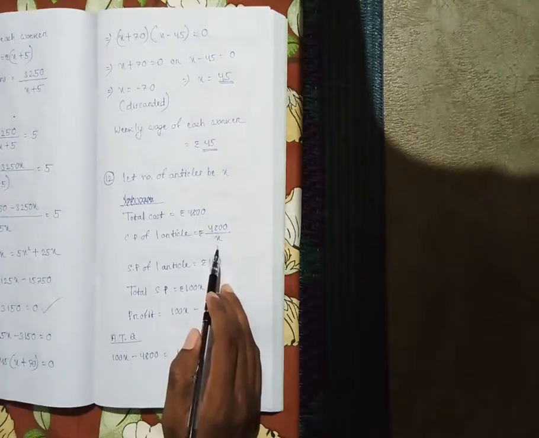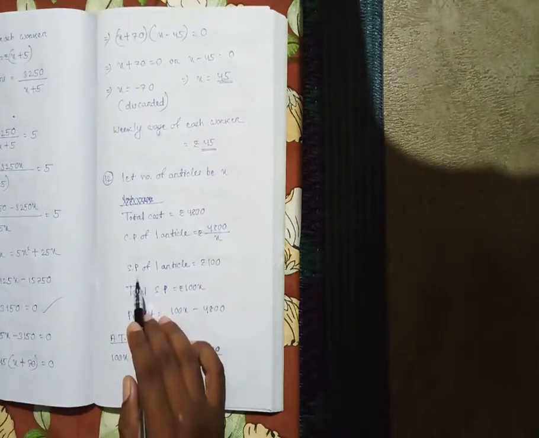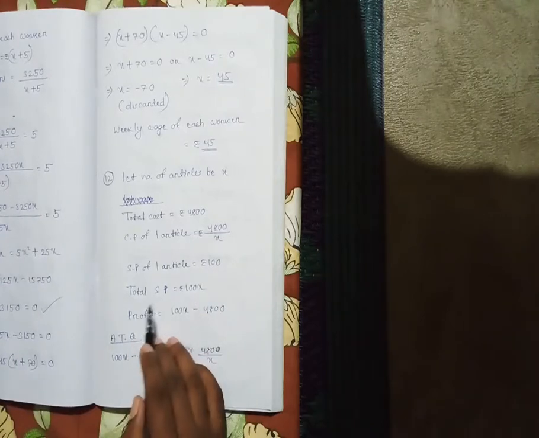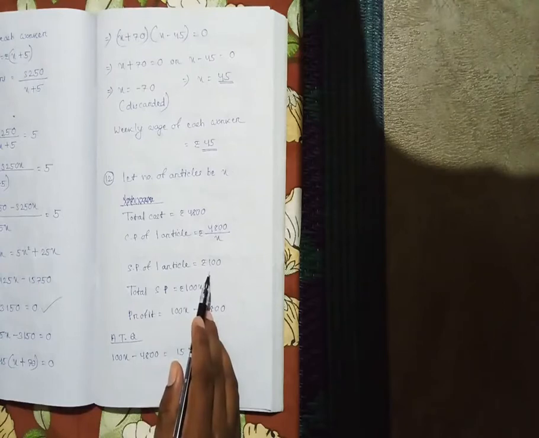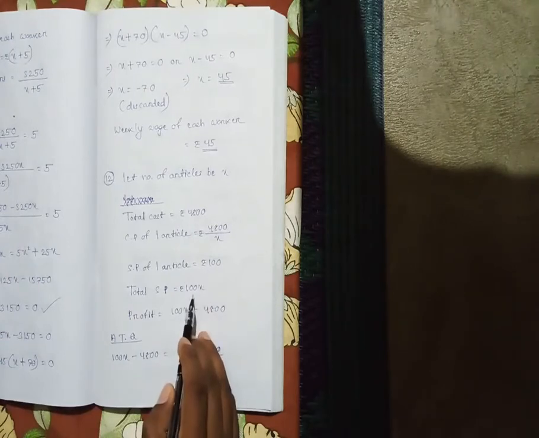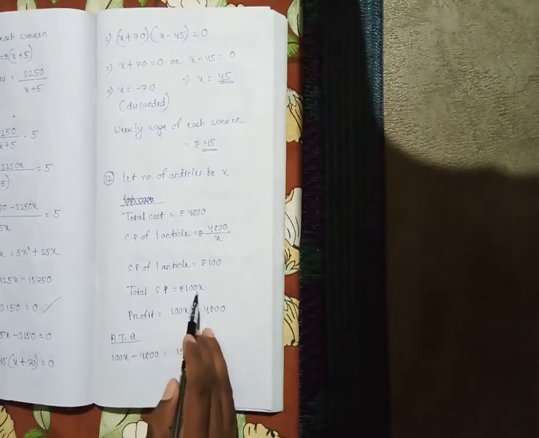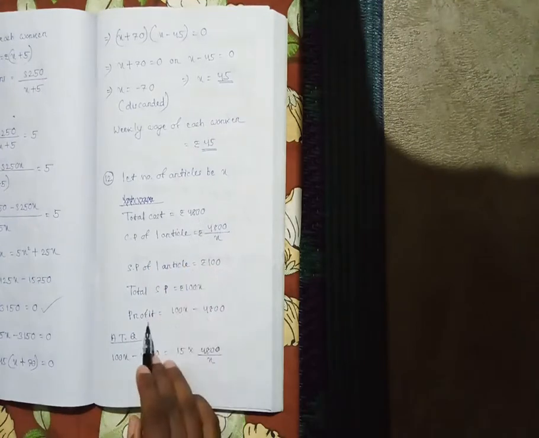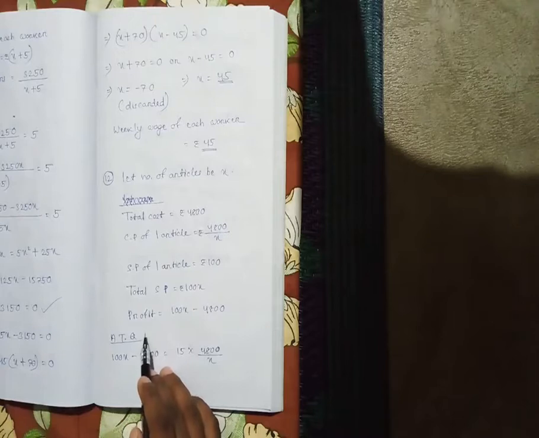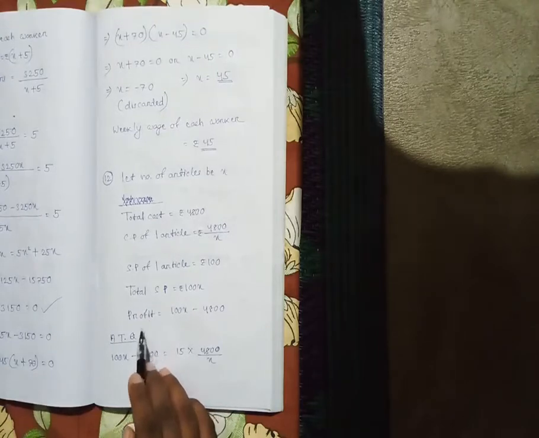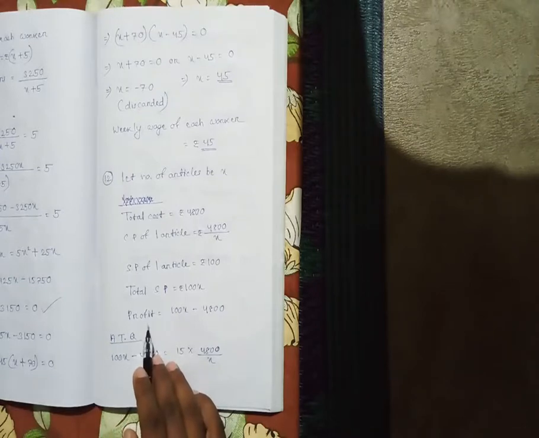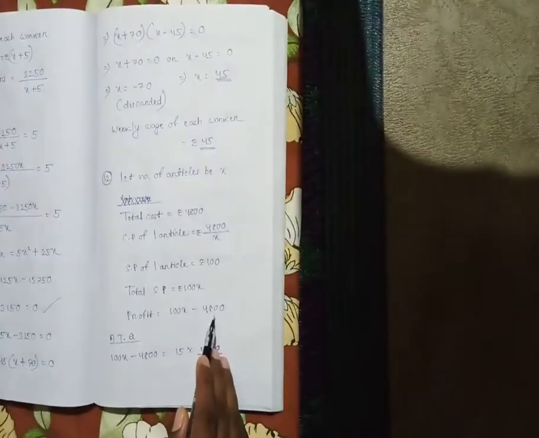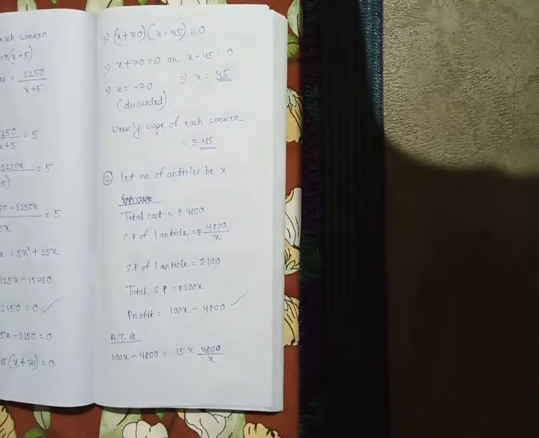Now it is given in the question SP of one article is equal to rupees 100. So obviously total SP will be SP of one article into number of articles. So 100 into x, that is rupees 100x. So total SP is equal to rupees 100x. Total CP, total cost is equal to rupees 4800. So profit will be, it is given that he has made a profit. Profit is equal to SP minus CP, 100x minus 4800. So this is the profit. We have found it from our side.